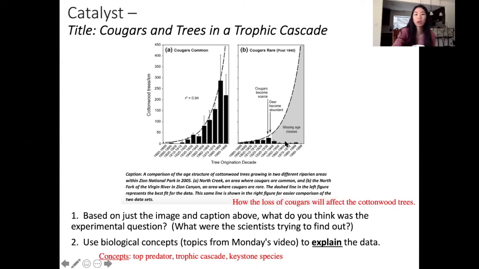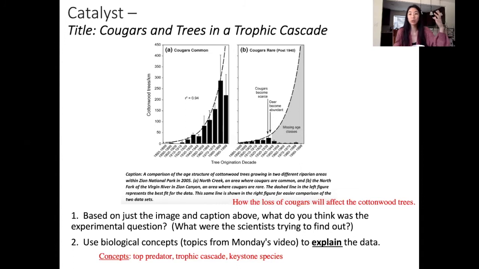When the cougars are gone, when they become scarce, the deer become more abundant because there's nothing eating the deer now. The cougars are predators to the deer. So if there's no predator, these deer can roam freely, and they're not getting eaten. Now, because there are more deer, the deer eat up all the vegetation. So all the trees get eaten up. Instead of having this balance of trees and the herbivore, which is the deer, there are way too many deer now, and they eat up all the trees.